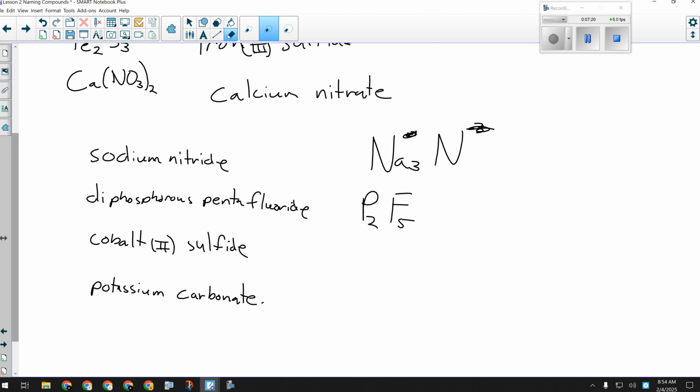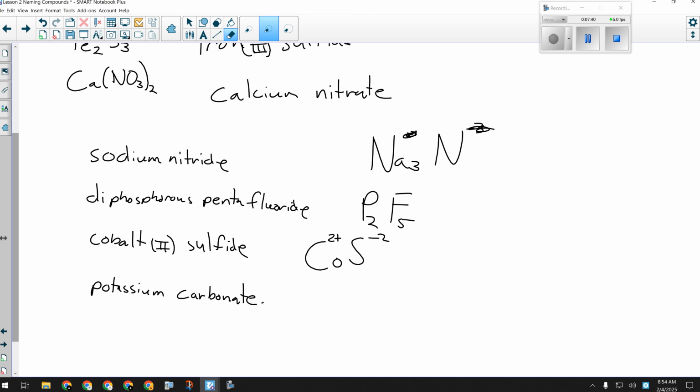All right, and then I've got cobalt 2 sulfide. So cobalt is Co, but has more than one possible charge. Which one do I use? The 2, that's what the Roman numeral is there for. It's to tell me this is the charge you need to use in the drop and swap. And it's with sulfur, which is a -2.